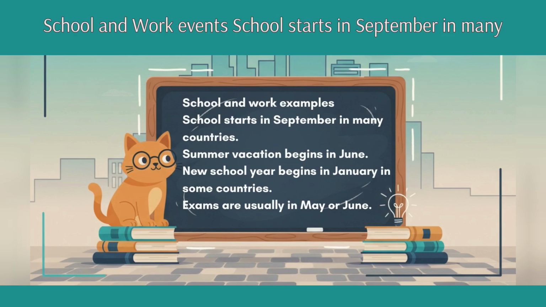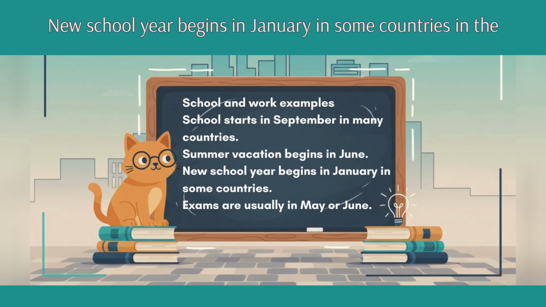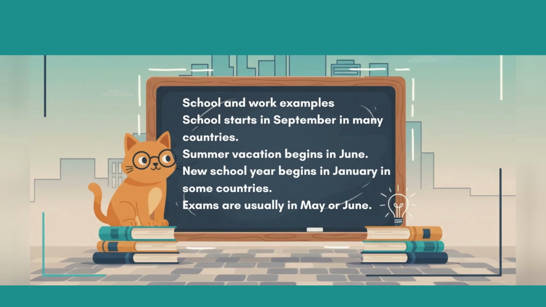School and work events. School starts in September in many countries in the Northern Hemisphere. Summer vacation begins in June. New school year begins in January in some countries in the Southern Hemisphere. Exams are usually in May or June.